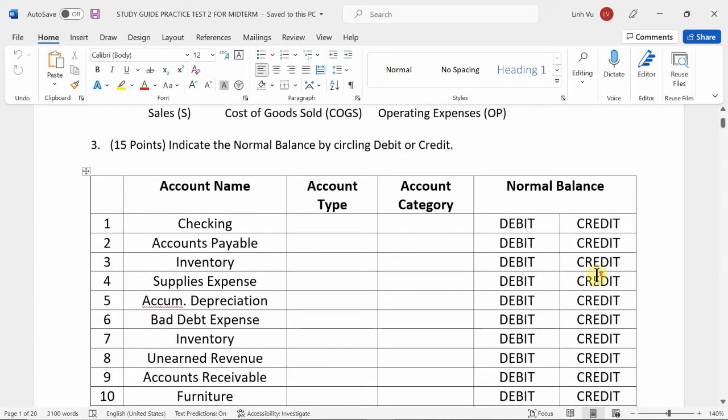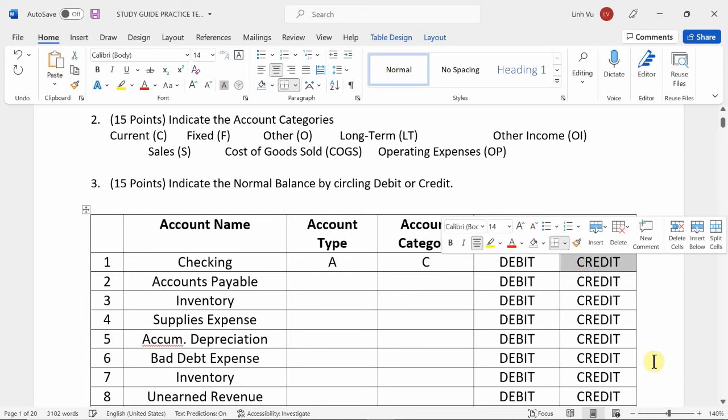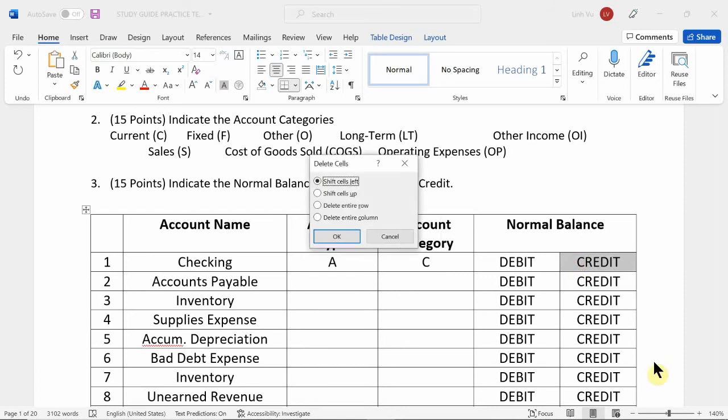Number one, checking. What account type is checking? Asset. It's an asset, yes. What kind of asset? Current. It's 100% a current asset, yes. And what kind of balance would it have? Debit. Yes, it would definitely have a debit balance.